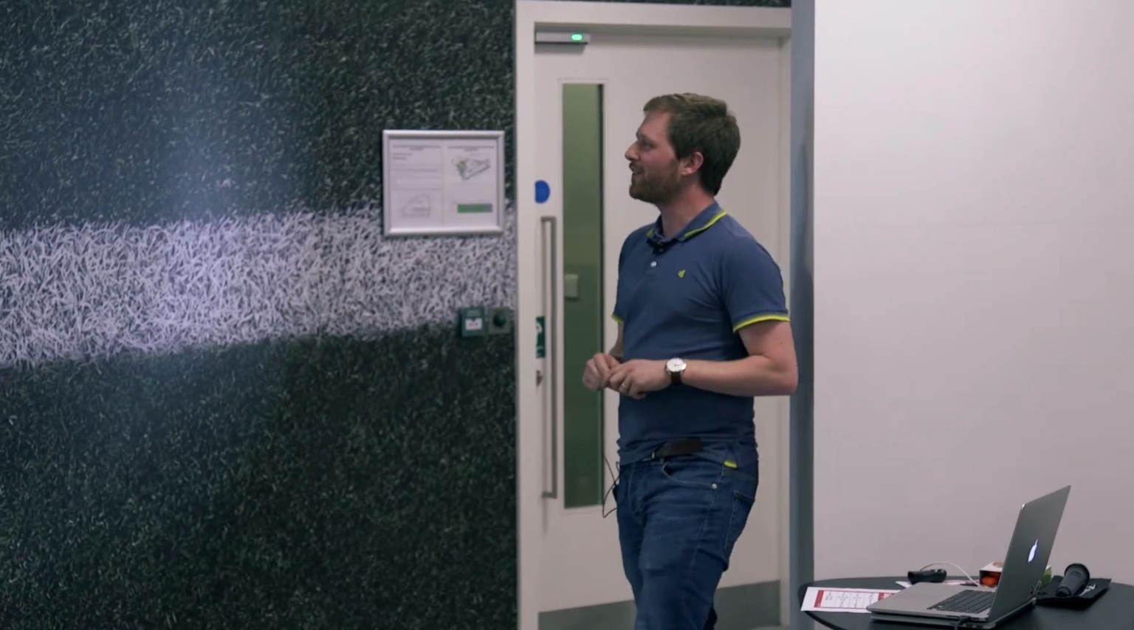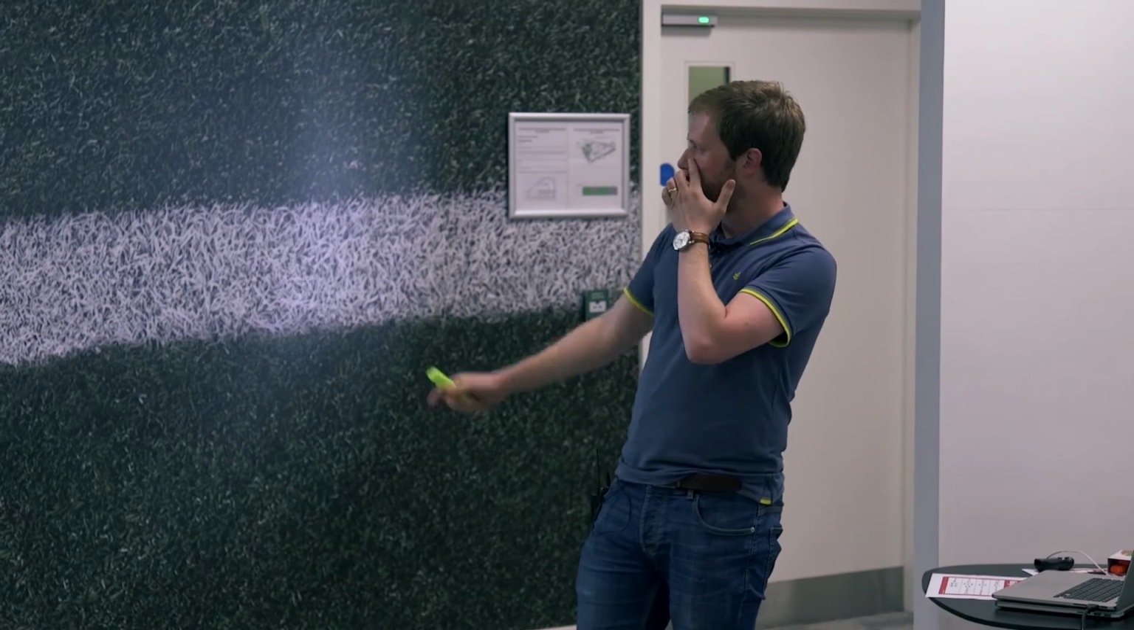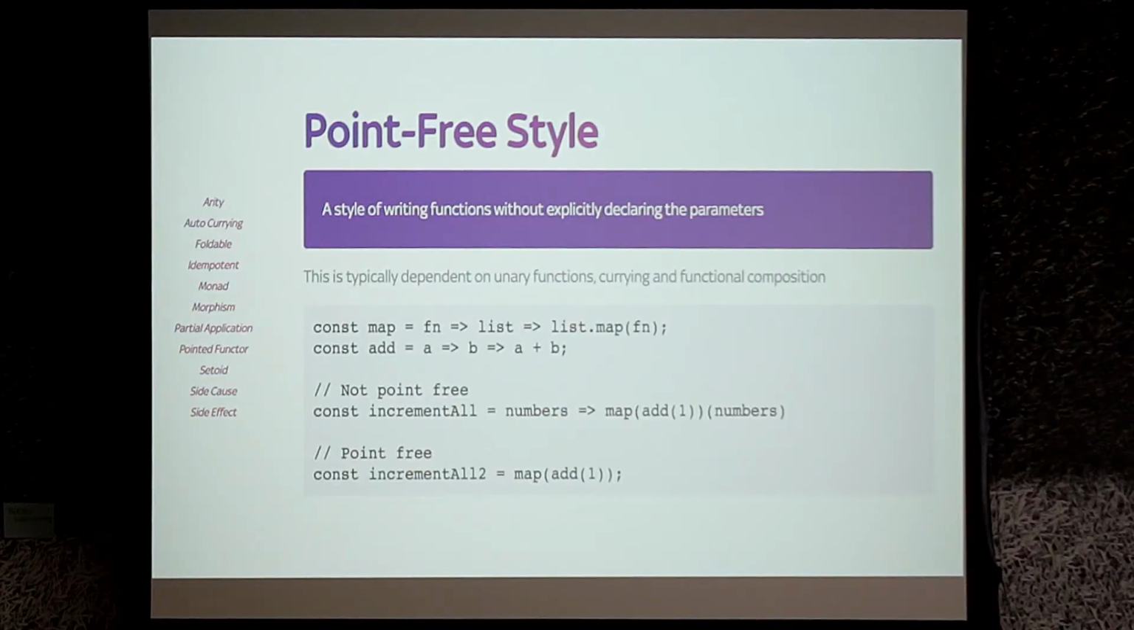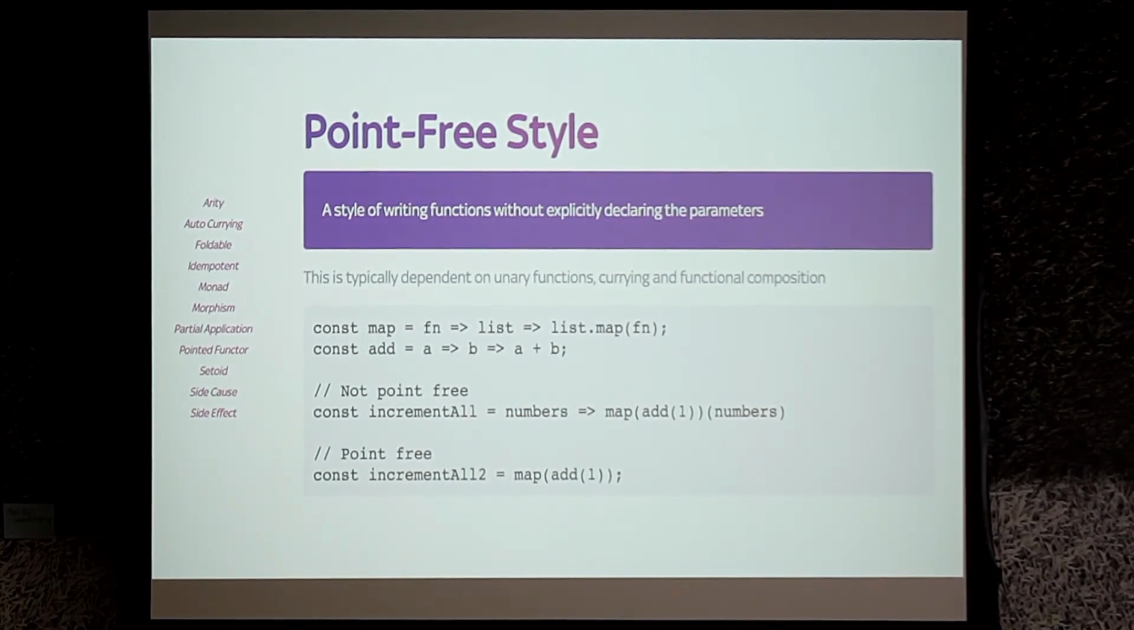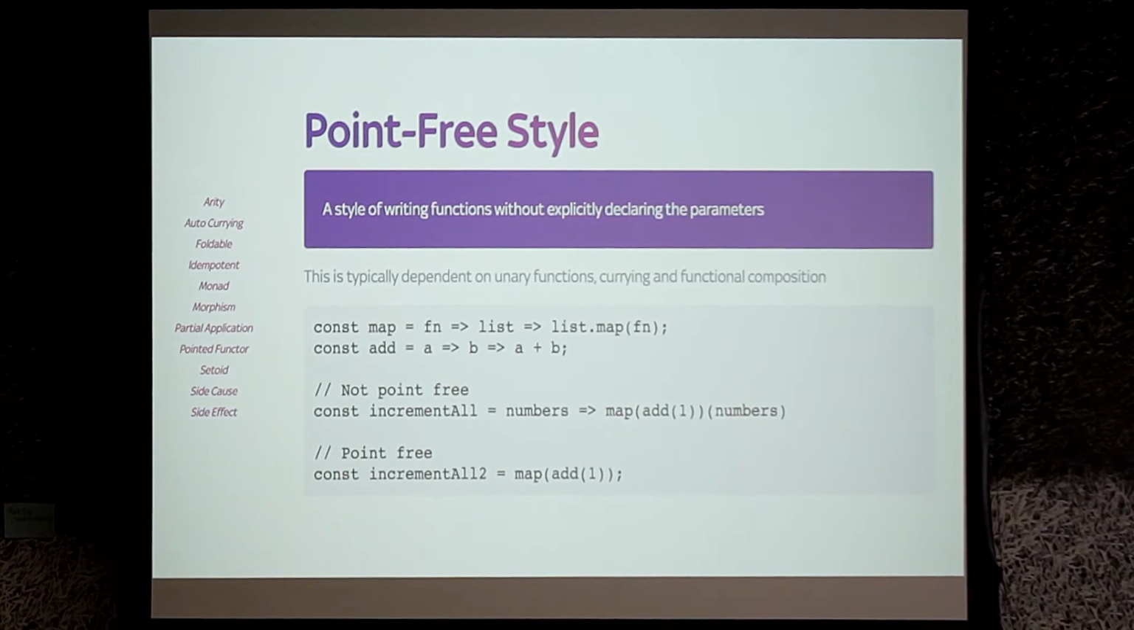So point-free, it's a way of writing functions without explicitly declaring their inputs. So in this example here, there's two ways of writing an increment all. One of them is declaring that it wants numbers as an input. The other one is just creating new functions from automatically curried functions that will produce exactly the same effect. So the bottom thing here, map add1, is a way of saying, given an array of numbers, I will map over them with the function add1.